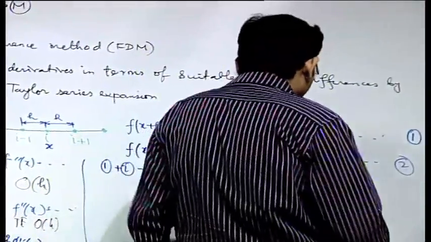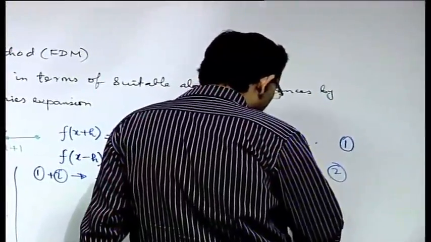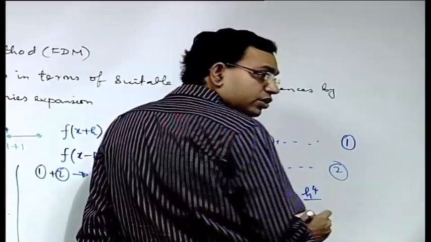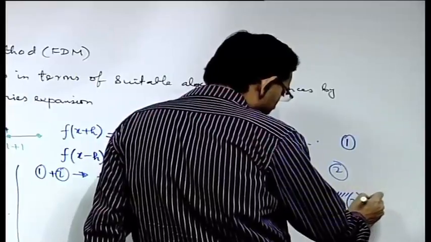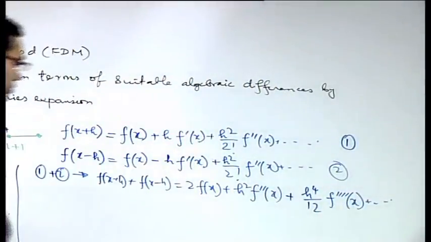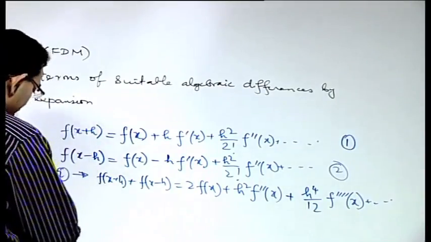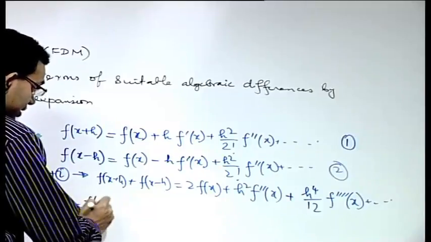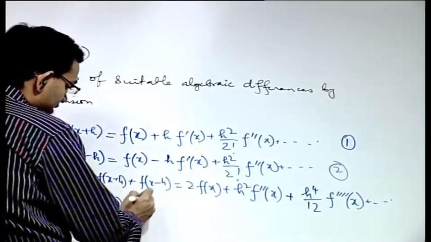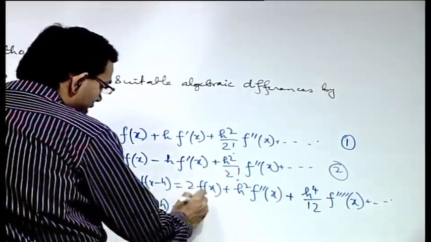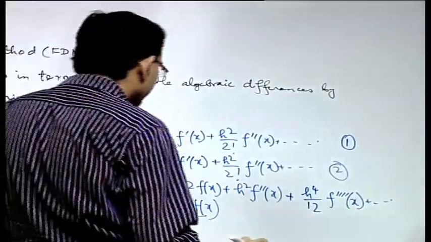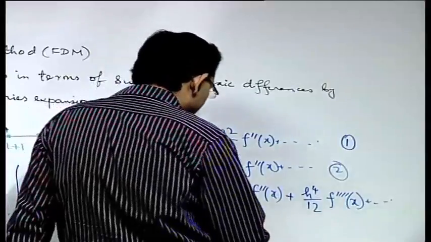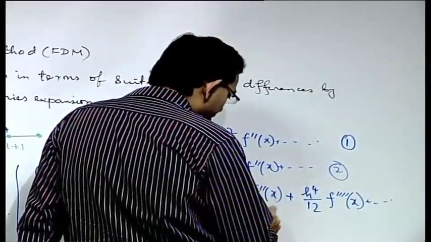So, you have h 4 by factorial 4, into 2, that means h 4 by 12. So, from here you can write f double dash x is equal to f x plus h plus f x minus h minus 2 f x divided by h square minus h square by 12.